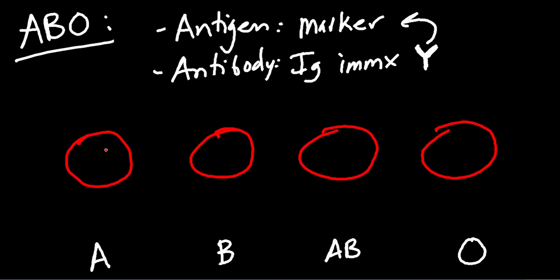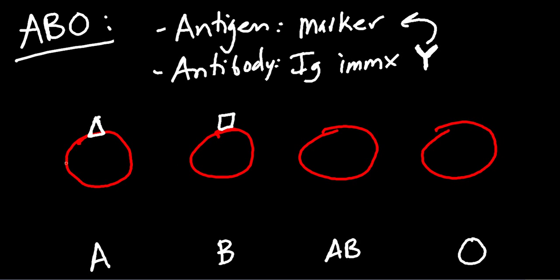Now, I'm going to kind of dumb this down a little bit and use shapes because I think shapes help demonstrate what this is all about the best. So we've got different antigens. Remember, antigen is going to be the cell marker. So for patient A, who has type A blood, you're going to have rectangles. Rectangles will be the A antigen. The B antigen will be a square.